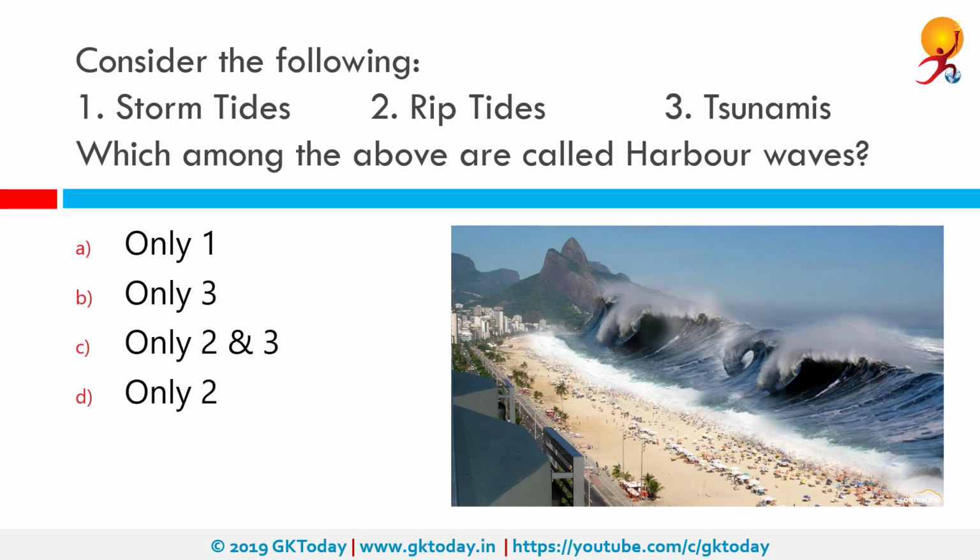Consider the following. 1. Storm tides. 2. Riptides. 3. Tsunamis. Which among the above are called harbor waves? Tsunami, in fact, is the correct answer because tsunami, the word in Japanese, directly translates to harbor wave. So it is also called a seismic sea wave or tidal wave, catastrophic ocean wave, and is usually caused by a submarine earthquake, an underwater or coastal landslide, or a volcanic eruption within the sea.